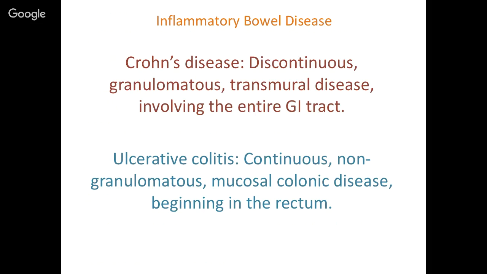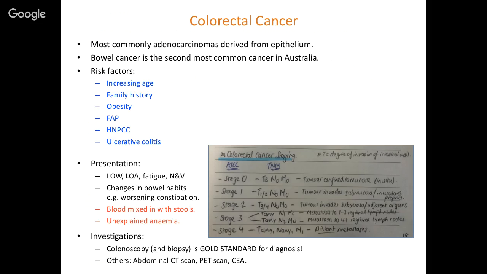So again, that's the definition. Crohn's: discontinuous, granulomatous, transmural, entire GIT. Ulcerative colitis: continuous, not granulomatous, mucosal colonic disease starting in the rectum and working its way up.